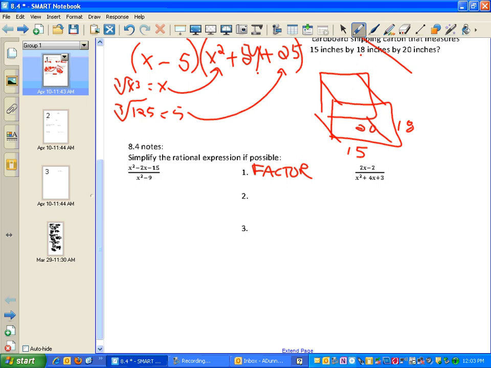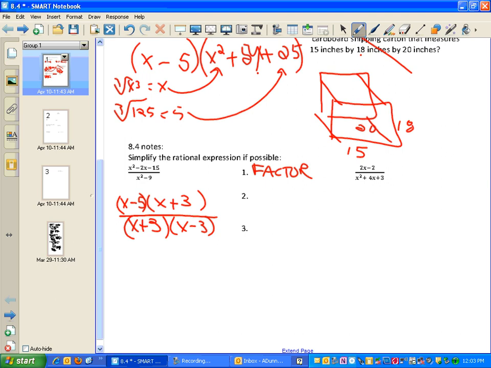Factor, pardon me, the numerator, factor the denominator. That's why we had a warm up of factoring. So, on this one, what does my numerator factor to? X minus... and my denominator becomes, it's the difference of perfect squares, correct? So x plus 3 and?